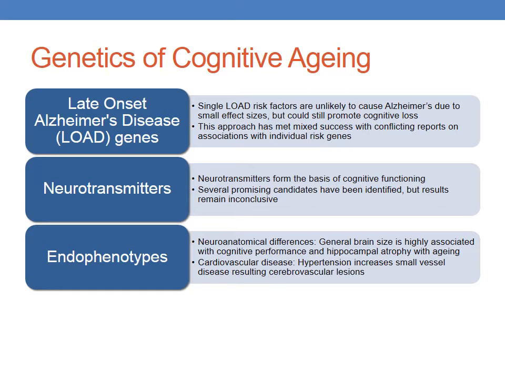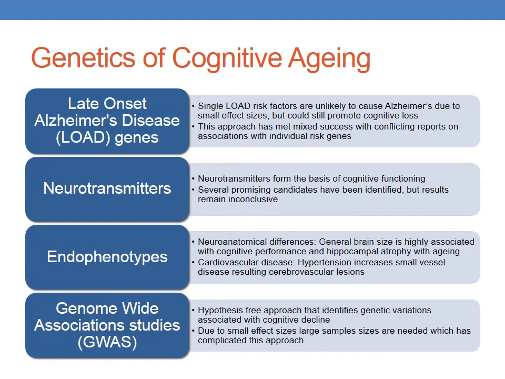And also you've got cardiovascular disease. Hypertension increases small vessel disease, and this results in cerebrovascular lesions. This is particularly apparent in vascular dementia. So again, genes associated with cardiovascular disease could also be associated with cognition.